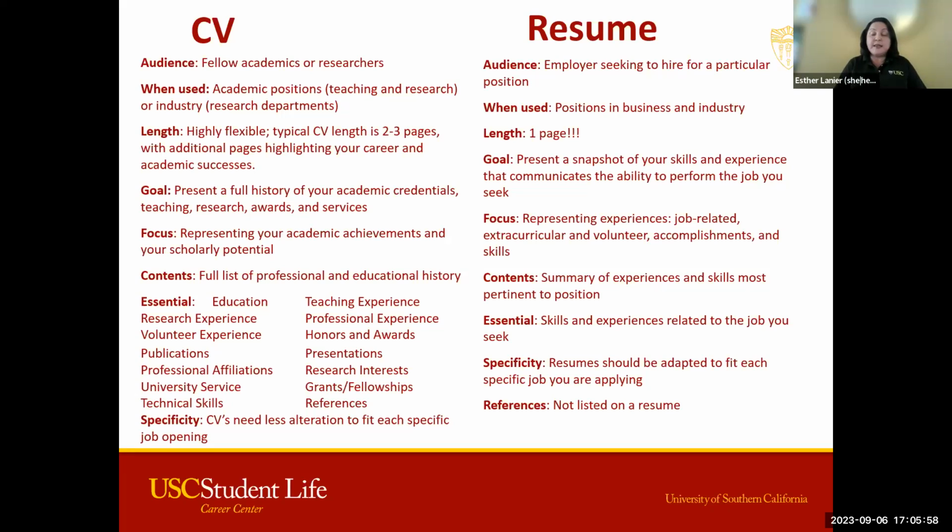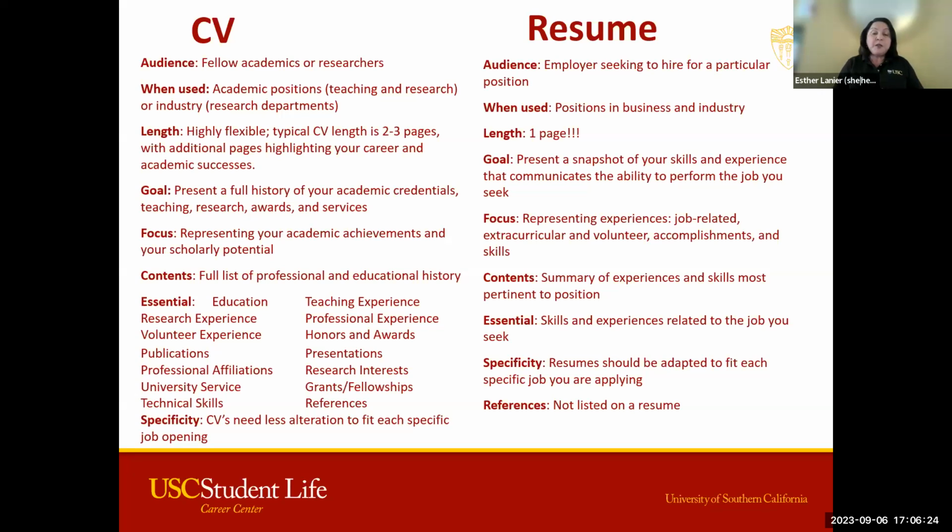So again, represent your experiences that are job related, whether it be volunteer experiences. You pretty much make the resume categories, you could say, according to what you want to bring to the table. Obviously, it's a summary of your experiences, and what's most important to the position: skills and experiences related to the job. So remember, this is very specific.